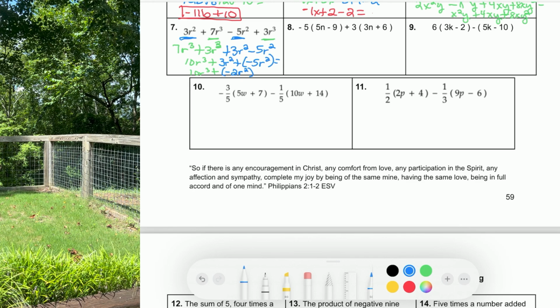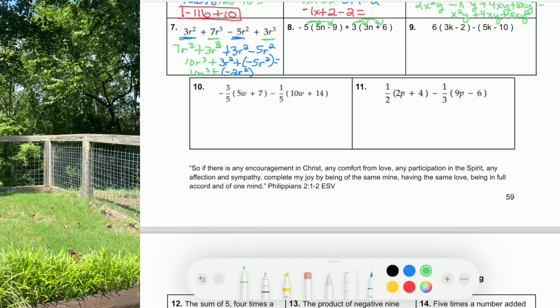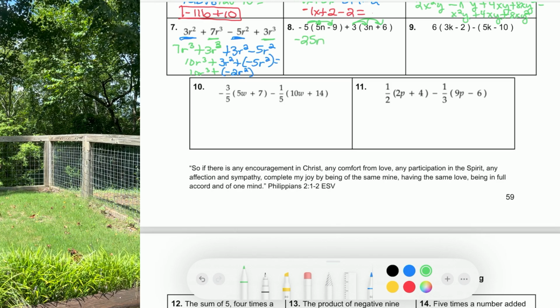Number 8. We have negative 5 times 5n minus 9 plus 3 times 3n plus 6. We have two groupings of parentheses. We can't combine anything that's in those parentheses because they're not like terms. However, we can distribute the negative 5 to both of these items, and we can distribute the 3 to both of these items. So negative 5 times 5 is going to be a negative 25, because a negative times a positive is a negative, and we keep that n with it.